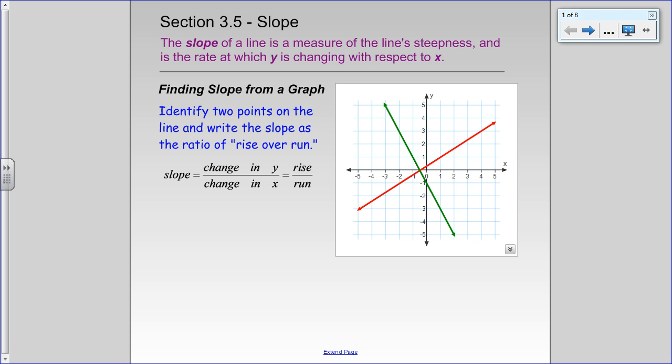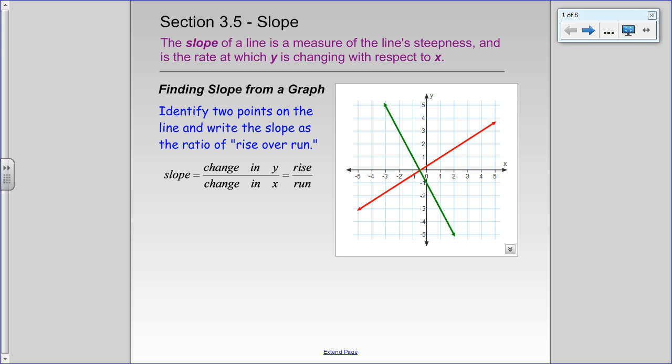Section 3.5 of your textbook introduces the topic of slope. The slope of a line is a way of measuring how steep the line is. And slope is defined as the rate at which y is changing with respect to x. To find the slope of a line from its graph, we can simply identify 2 points on the line and write the slope as the ratio of rise over run, where rise is the change along the y-axis and run is the change along the x-axis.